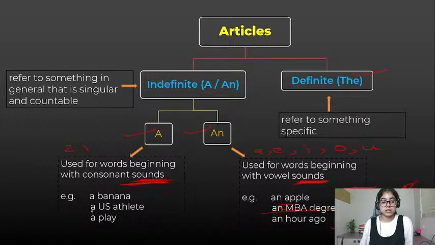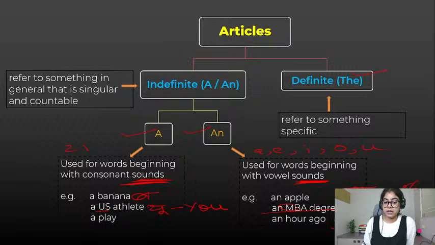B is not a vowel, hence I will use a. Although this is a vowel alphabet, look at the sound of it. It's a y sound, sounds like 'you', which is y. Hence, I will have to stick with a. I can't go for an. So this is actually half of the chapter. Focus on sound, not the alphabet. This is the distinction between a and an.